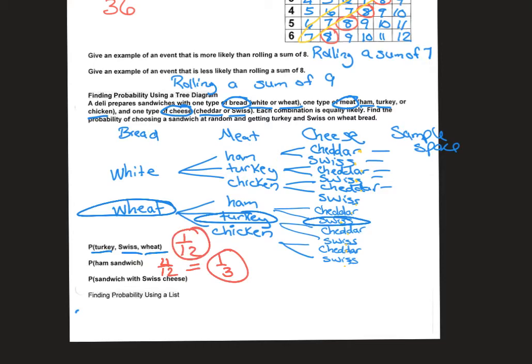What is the probability of a sandwich with Swiss cheese? Well, we could have white bread, right? With Swiss cheese, we have 1, 2, 3 of them. And then we could do the wheat bread, and we have 1, 2, 3 of those with Swiss cheese. So that would be 6 out of 12, or 1/2.